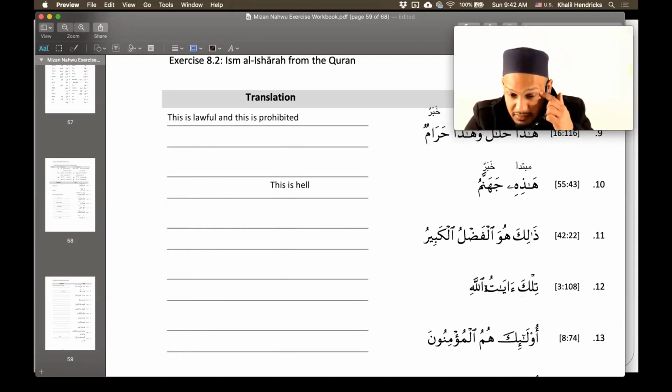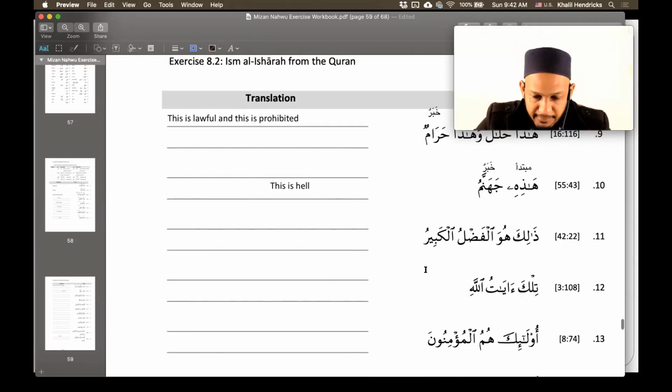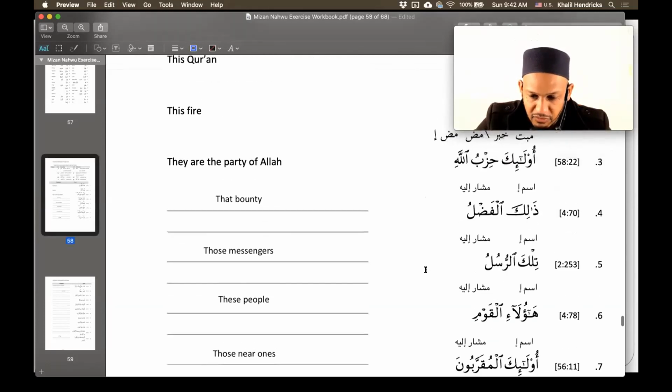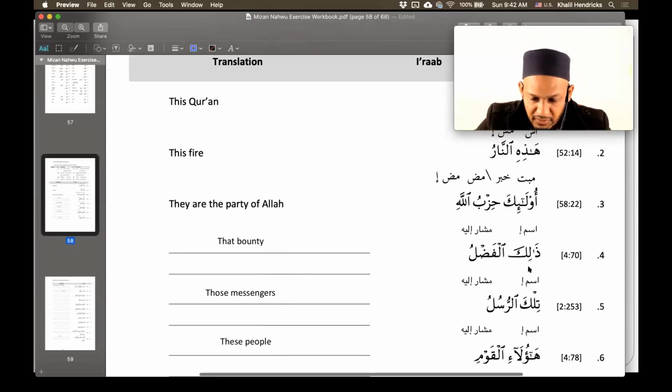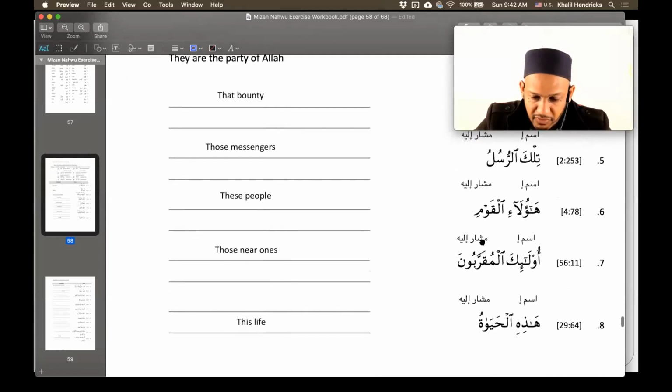Okay. So what I'll do is let me just do this one quickly for you, and then it will make sense. I want you to go back to number 2. Can you see, or number 4? Brother Irshad was asking about it, and probably many of you are wondering about it. Number 4 says ذَلِكَ الْفَضْلُ, that bounty.